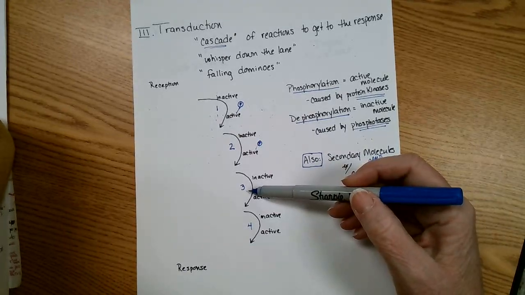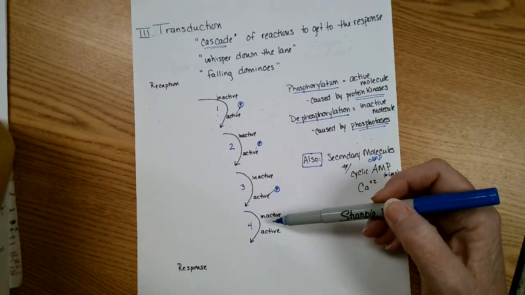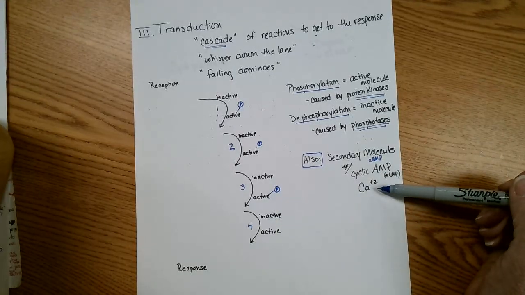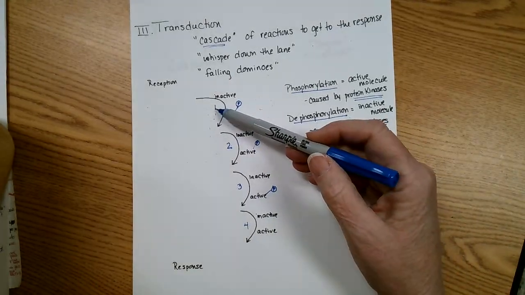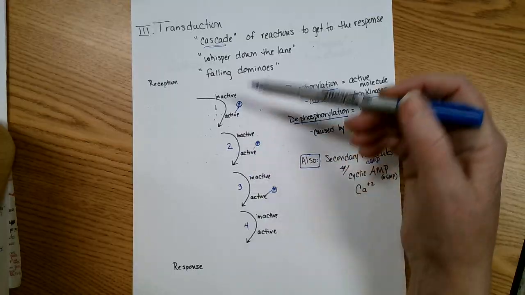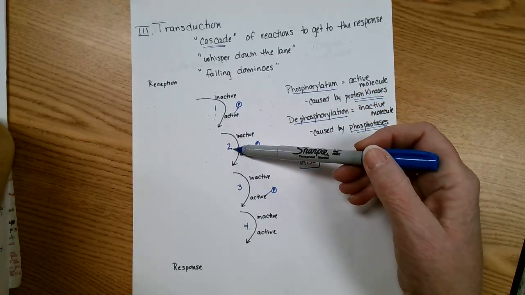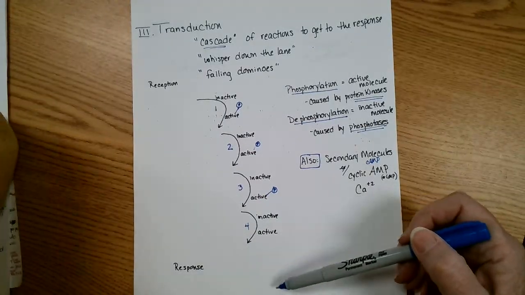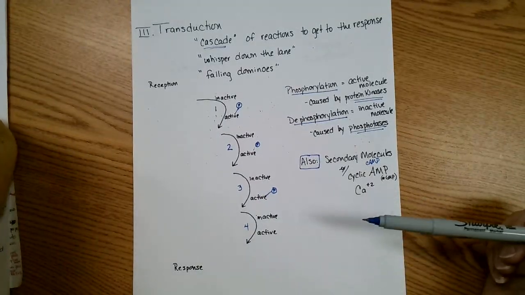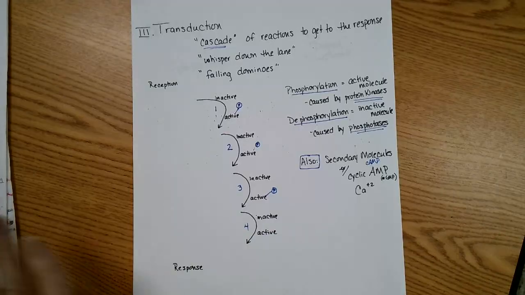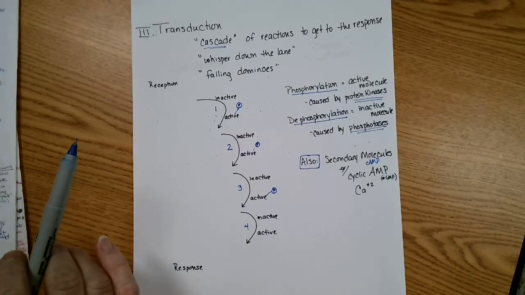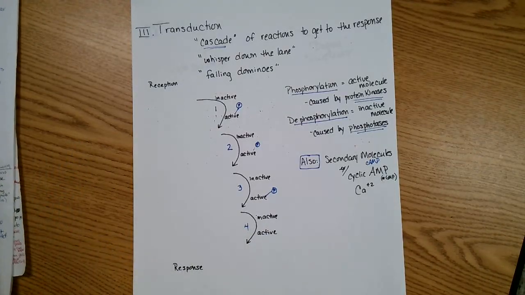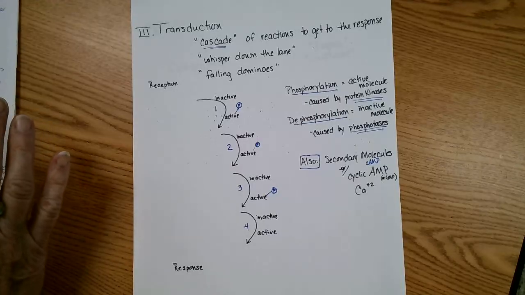It can be in the third position or the fourth position as well. Calcium ions also do that. So sometimes instead of having molecule 1, molecule 2, molecule 3, it might be molecule 1, cyclic AMP, molecule 3, molecule 4, calcium ions, molecule 6, molecule 7. Okay, so this cascade can be many, many steps long too. All right, and that's it for the transduction. It's pretty easy there. Okay.